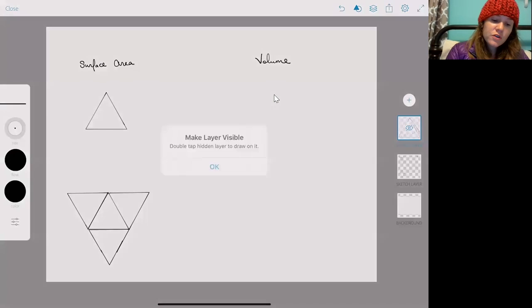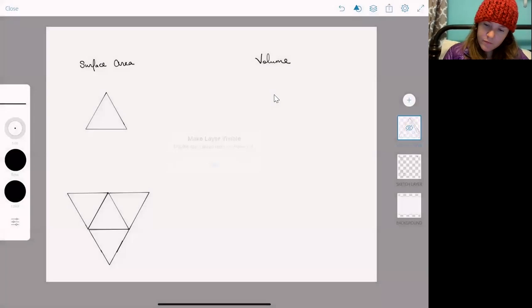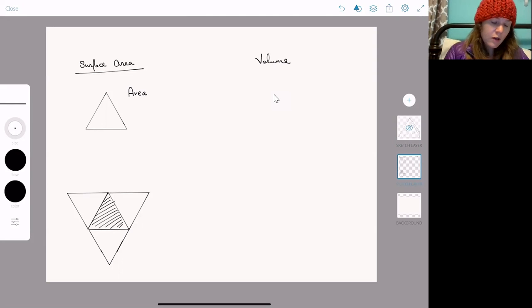First of all, when I'm looking for the surface area, I want to start by calculating just the area of the triangle. So for example, maybe this middle triangle here, because if we were to take one of these and unfold it, the net would look like this. So first we're going to find the area for just one of these triangles in the pyramid.